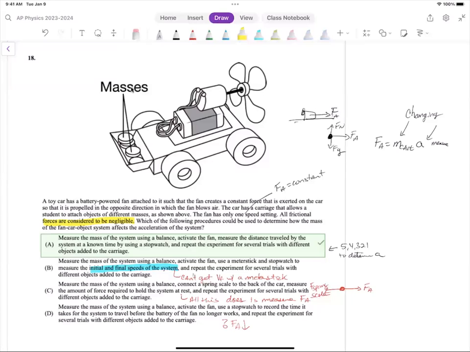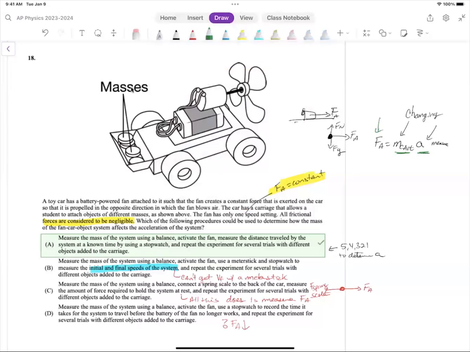All right. Which of the following procedures can be used to determine how the mass of the cart fan thing, okay, it's got all kinds of stuff. I can change the masses, all right, and see how that mass affects the acceleration. They also told me that FA was constant, that the fan only has one setting, okay? So this is exactly like the lab that we did. We want to know how mass affects the acceleration. So we can change the mass and then we will measure the acceleration.